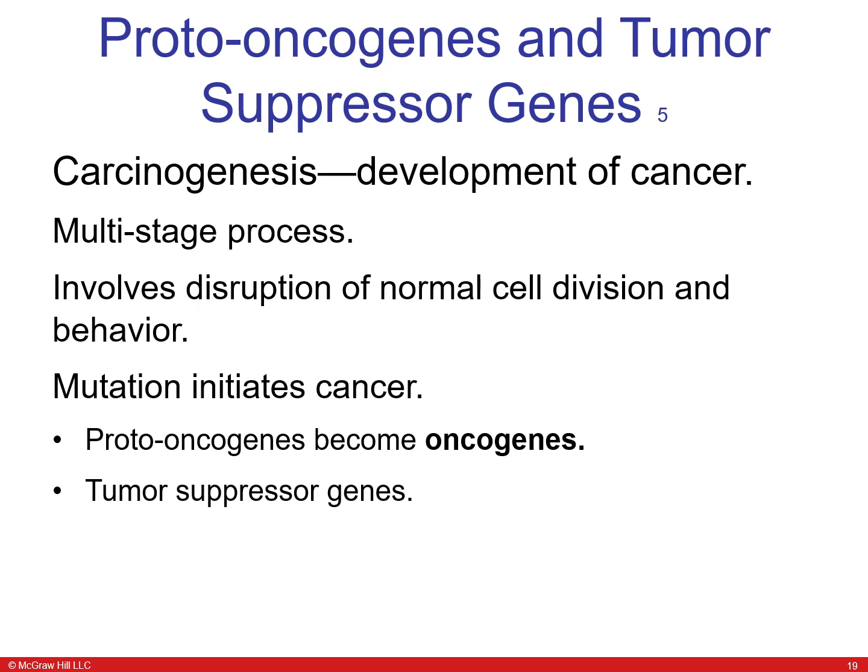So carcinogenesis is the development of cancer, and it is a multi-stage process. It involves disruption of normal cell division and behavior. Generally, mutation initiates cancer, and it could be where proto-oncogenes become oncogenes, and it could also be the suppression of tumor suppressor genes.